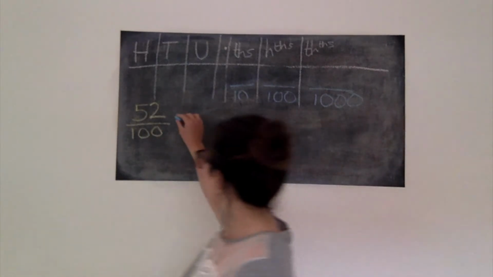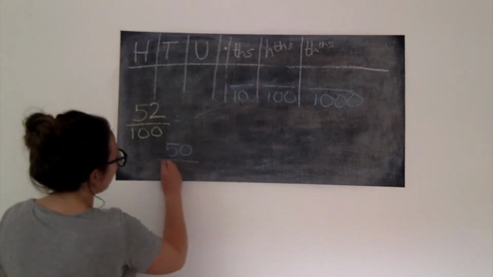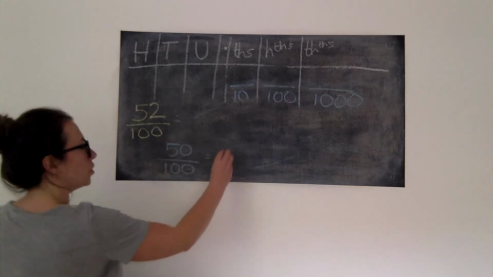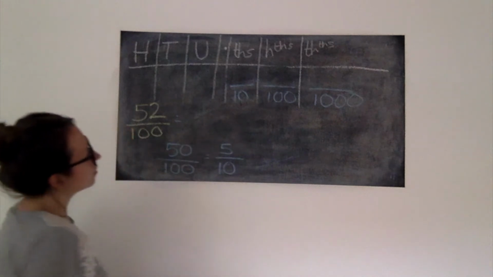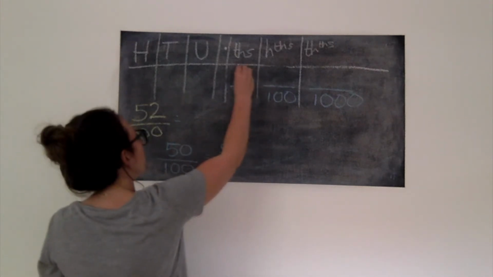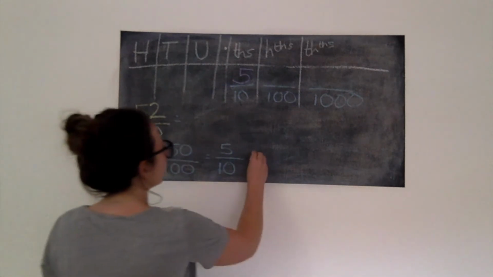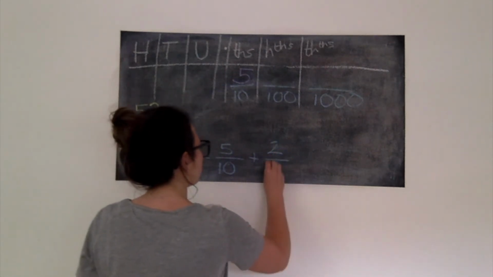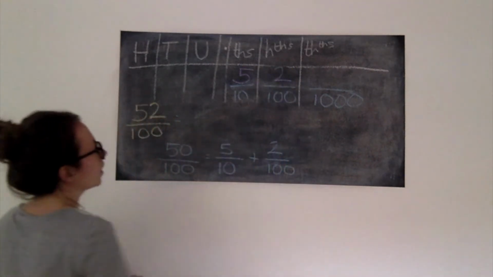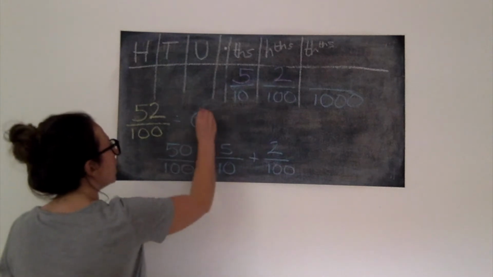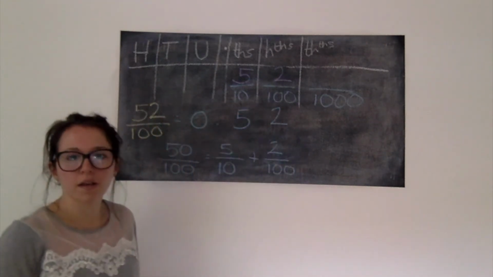So then, first one, 52 hundredths. We should have partitioned this. So we've got 50 hundredths, and then we can simplify 50 hundredths into 5 tenths. So in our place value grid, that goes up here in our tenths column. And then we've got 2 hundredths left over, so we can do plus 2 hundredths. 2 goes in our hundredths column, so our decimal should be 0.52. Hopefully you got that.